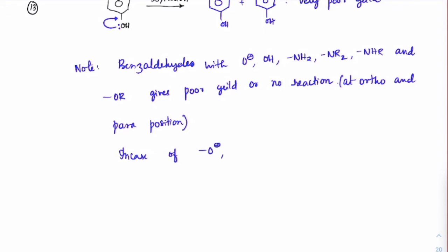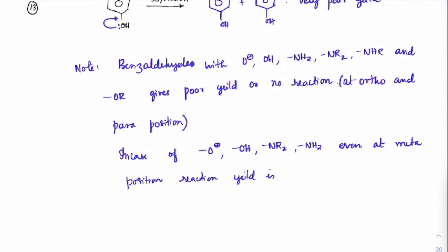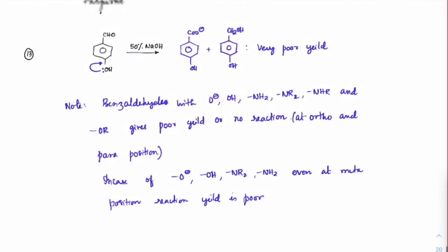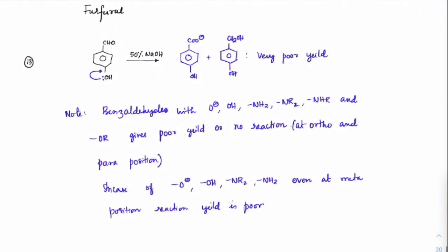But in case of O minus, OH and NR2, NH2 also, sorry, NR2, NH2, even at meta position the reaction yield is poor. Okay, so if you see any of these groups, just say there is no reaction happening for Cannizzaro.